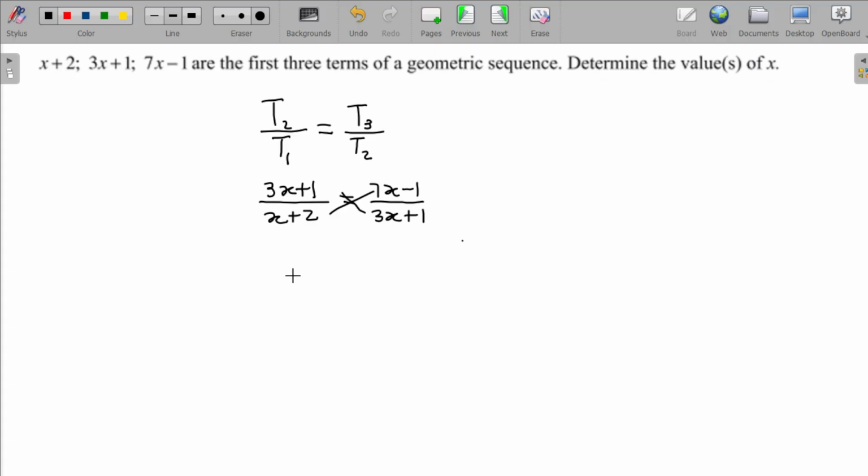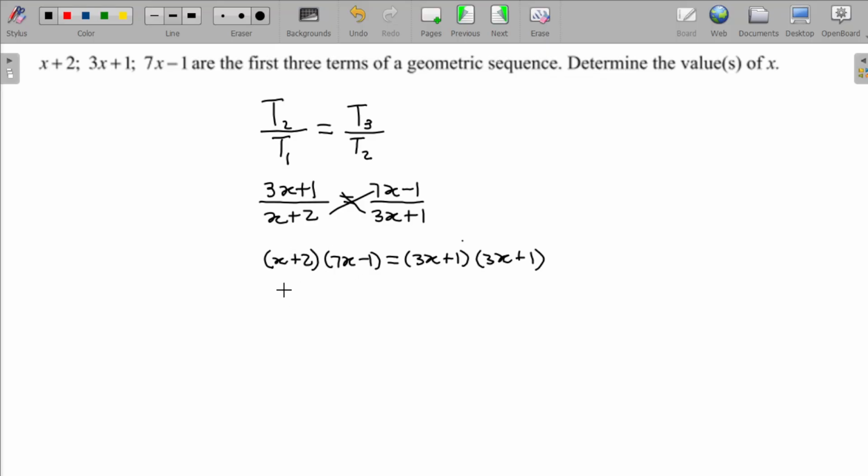Now, brackets are going to be very important because these are two terms and these are two terms. So we're going to say bracket x plus 2 into 7x minus 1 equals bracket 3x plus 1 into 3x plus 1. This is very important. Now from here, you open the brackets. Everyone should know how to do this step.